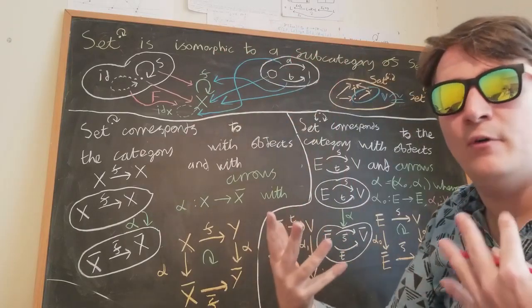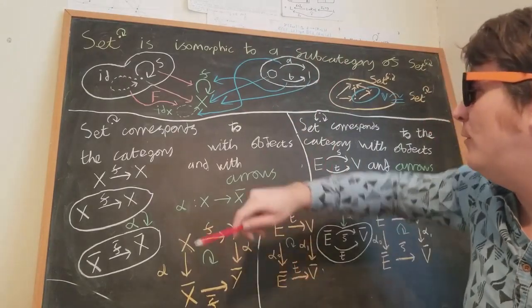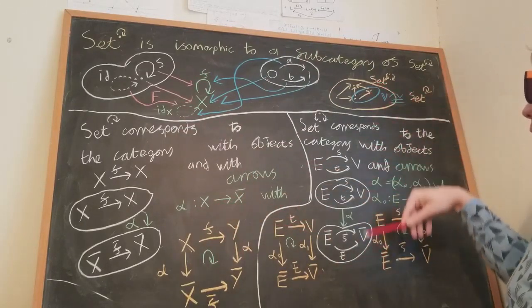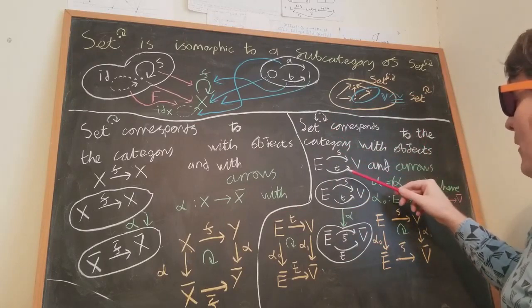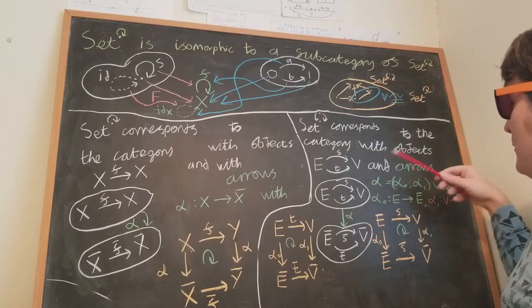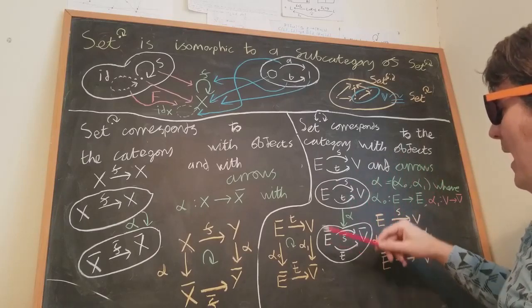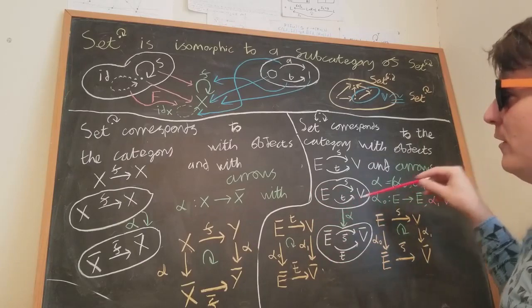And this is the essence of this idea. Let's go through it in more detail. So I've already talked about how the category of graphs corresponds to these kinds of objects with these kinds of arrows, which are essentially maps of edges and maps of vertices with these two squares having to commute.